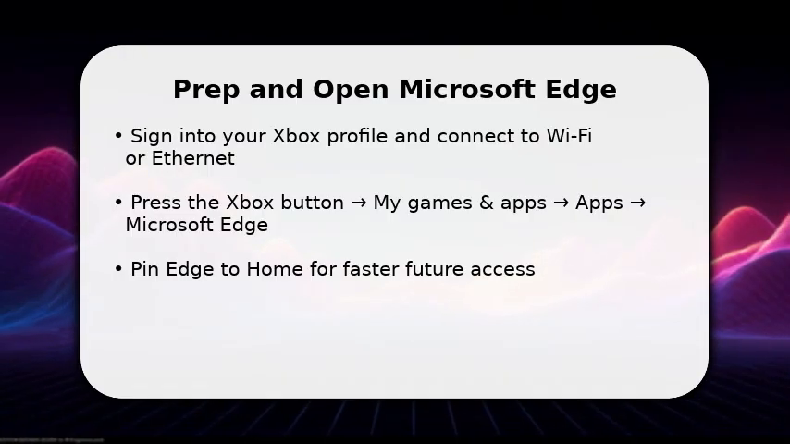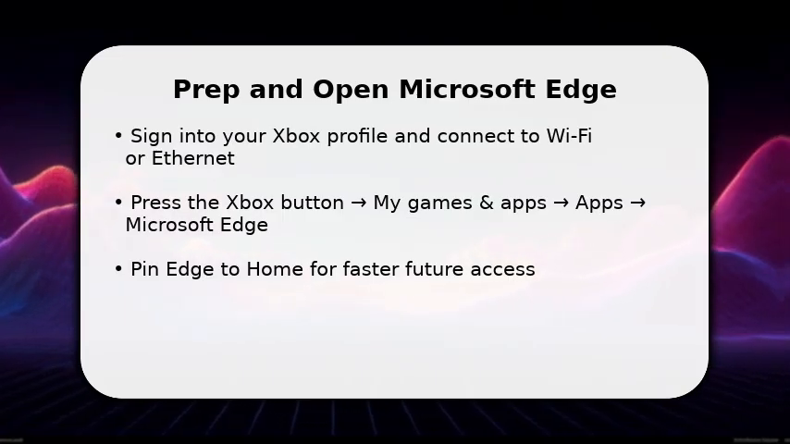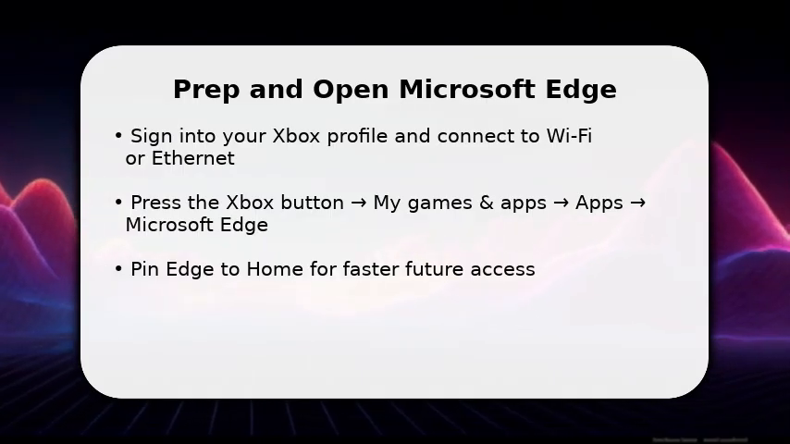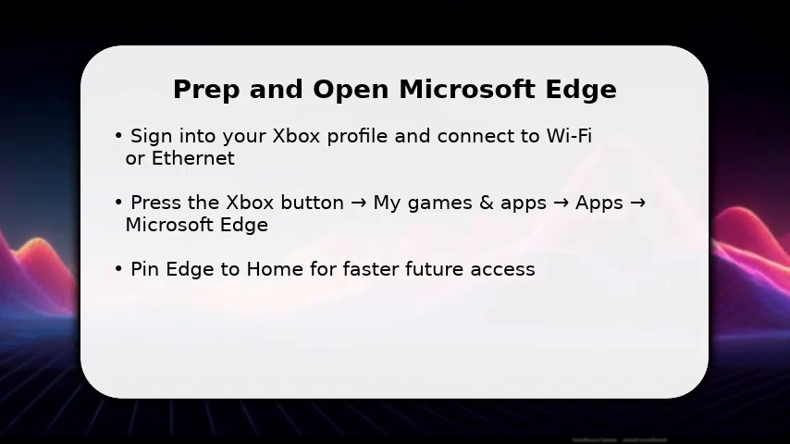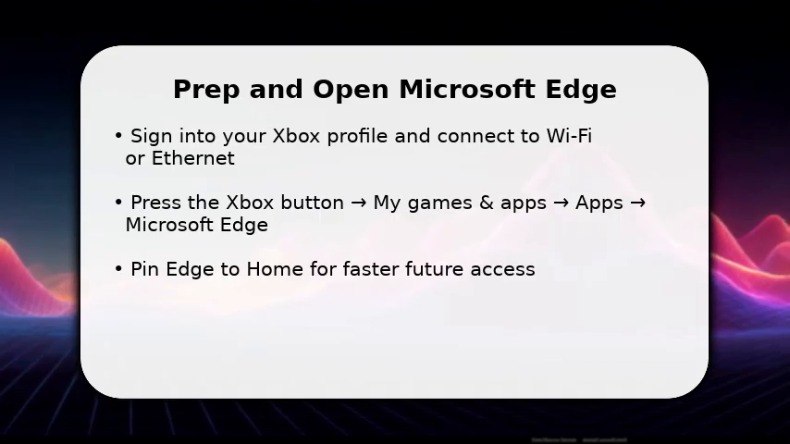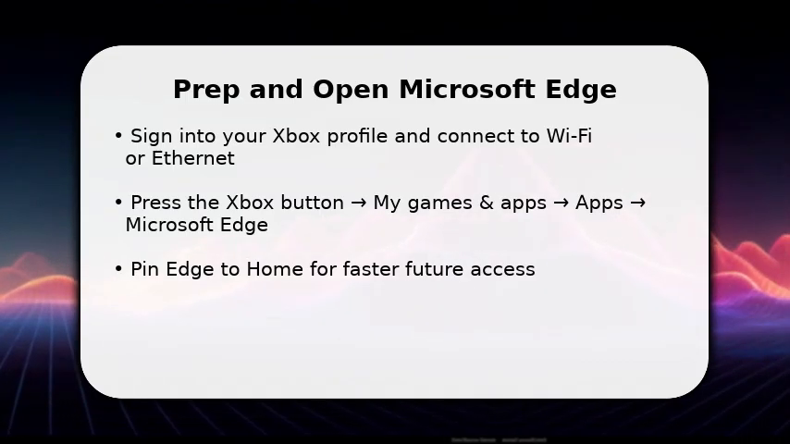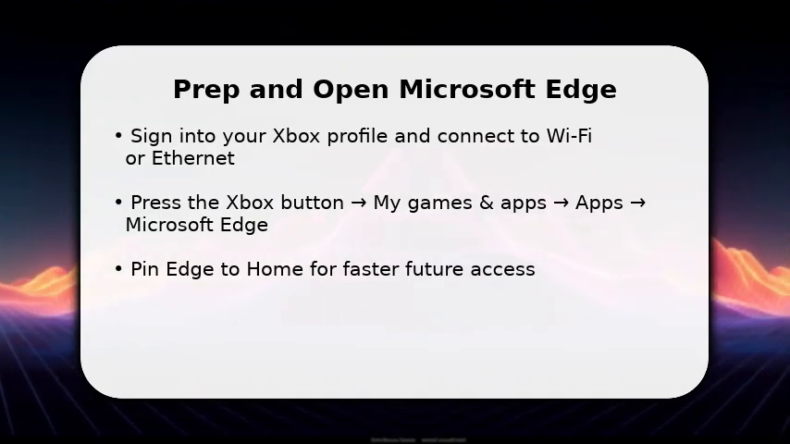You start by making sure you're signed into your Xbox profile and online. Network access is required so pages load. Once done, press the Xbox button, go to My Games and Apps, then Apps, and launch Microsoft Edge. If you don't see Edge, search the store and install it. Make sure to pin Edge to Home now so you don't repeat steps later. This saves time and keeps the browser one button away when you need it quickly.